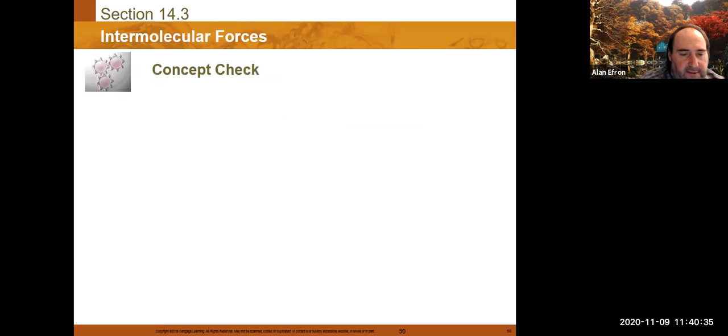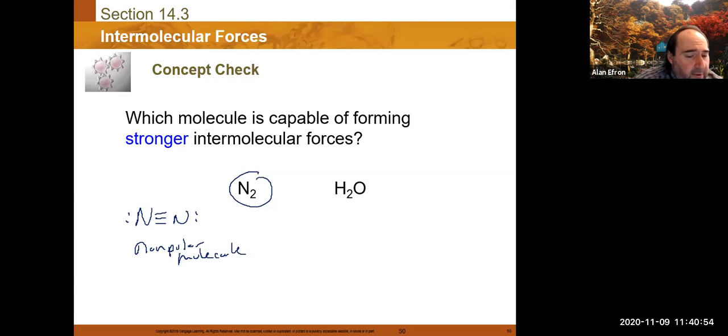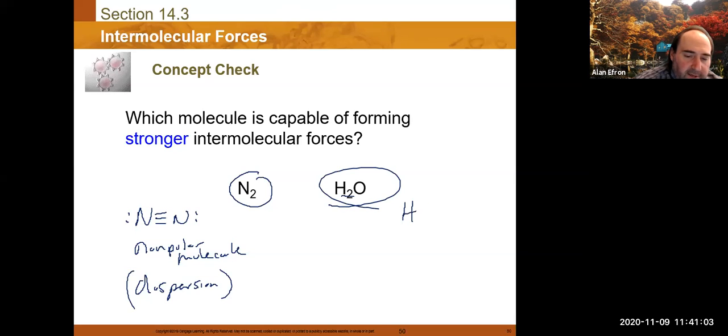So let's take a look at some of those. Between these two things, which one is capable of forming a stronger intermolecular force? If you're not really sure what's happening here, you might want to sketch it really quick. So if we sketch this guy really quick, this is a nonpolar molecule. And a nonpolar molecule is going to use pretty much dispersion forces as its intermolecular force. Water, as we saw before, is a polar molecule, right?